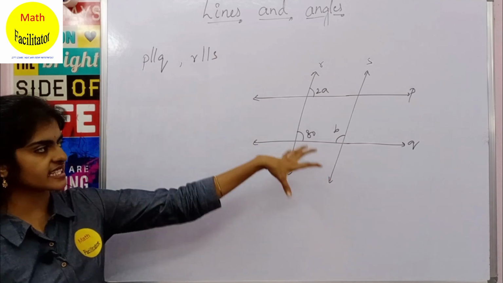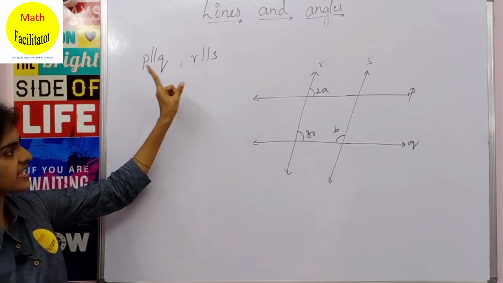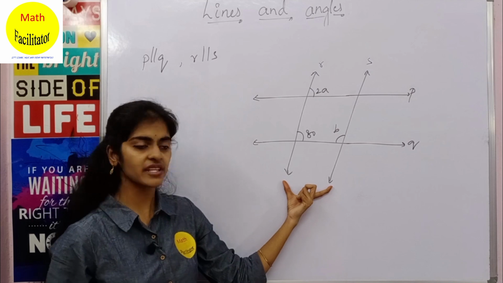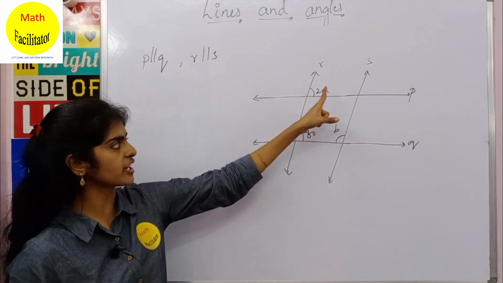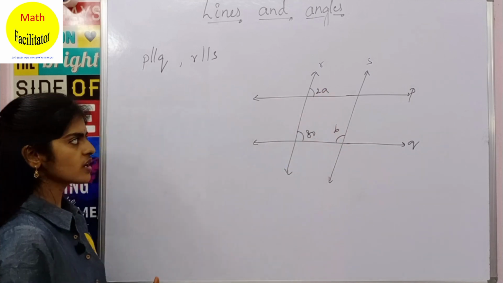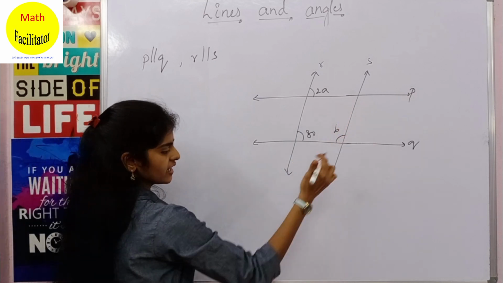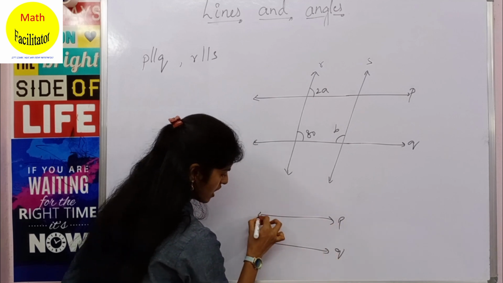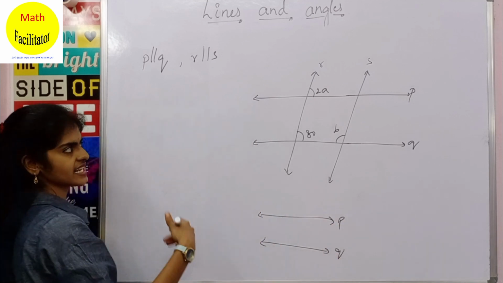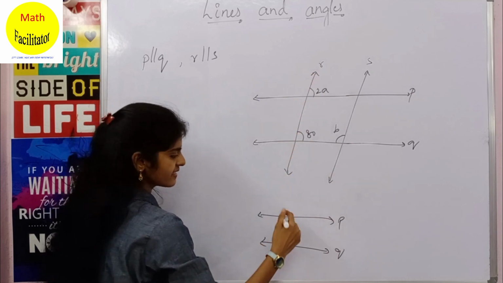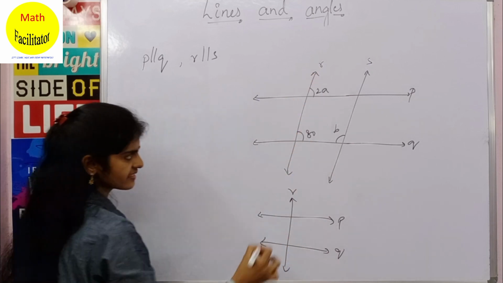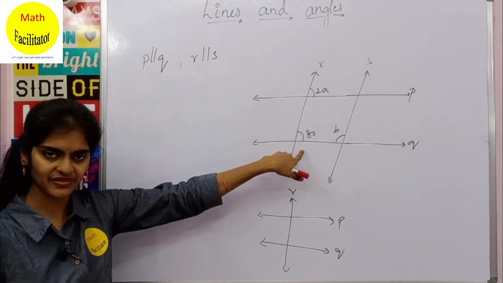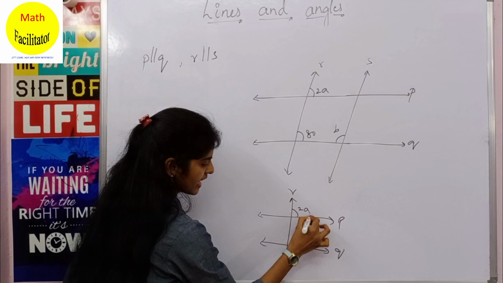Okay, so this is the given figure, and they are telling you that P is parallel to Q. That means these two lines are parallel, and R is parallel to S. That means these two lines are parallel, and you have to find the value of A and B. Okay, so now just see, P is parallel to Q. I am just simplifying the figure so that you will understand it easily. Now I am taking R as a transversal. R is a transversal for P and Q because it is intersecting P and Q at two different points. Yes, and you have 2A here and you have 80 here.